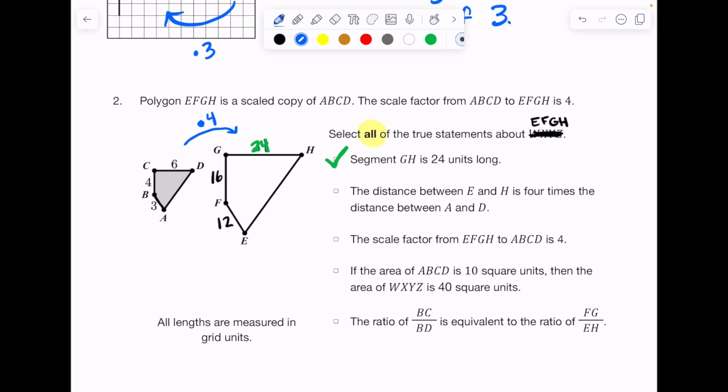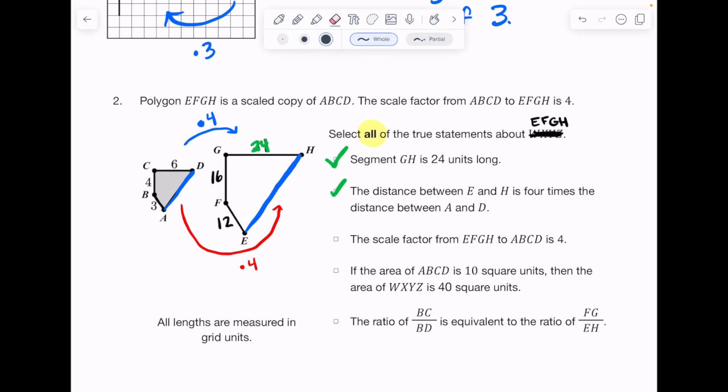Here is E and H, and here is AD. What's tricky about this is we don't have any numbers for these. We don't know how long AD is, and we don't know how long EH is. However, we do know that this is a scaled copy, and we know that the scale factor is 4. So this is true because we don't actually know what this is, but whatever it is, we'd multiply by 4 and get that, because that's how a scaled copy, scale factor works. The ratio of 4 is going to be the same.